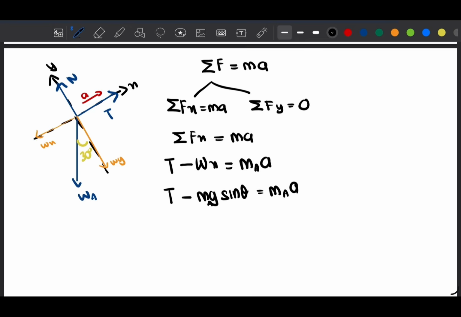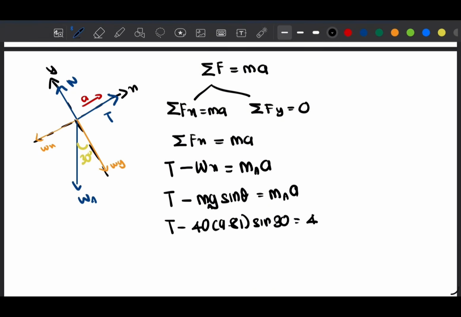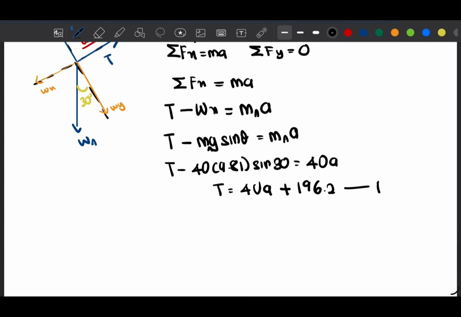This is also ma. So my tension minus 40 times 9.81 times sine 30, and sine 30 equals 40a. I will end up with T equals 40a plus 196.2. And this is my first equation. I'm going to be stuck here. I cannot proceed because I have two unknowns.